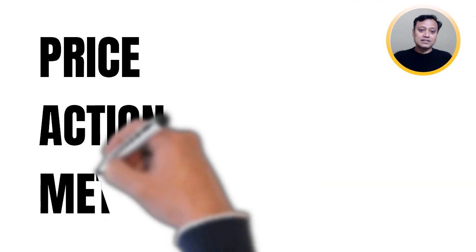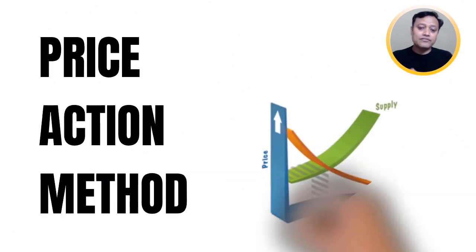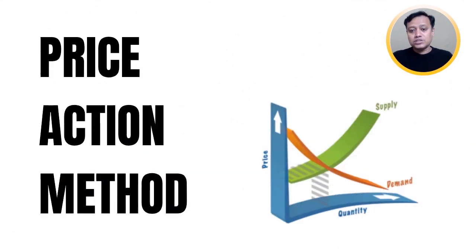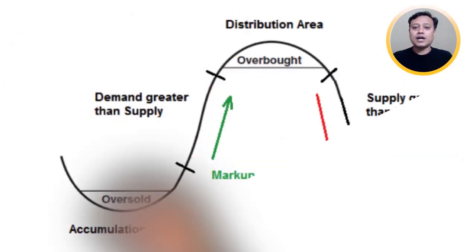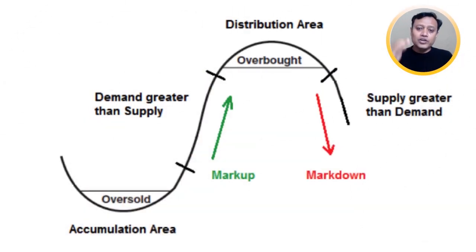Now the second step: you need to identify a stock at the right time. Use the price action method to identify the right time zone of a stock. Stock market is a game of demand and supply. Now the stock price moves from the lower of the curve to the higher of the curve. You need to enter a stock at the lower of the curve with a proper risk management strategy.